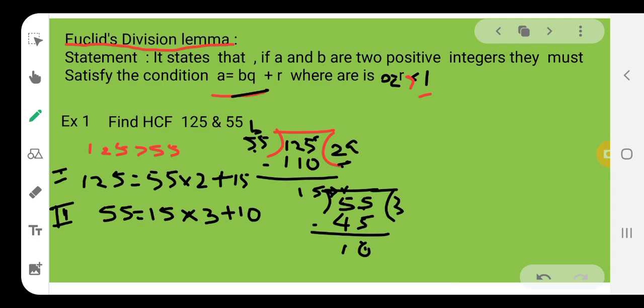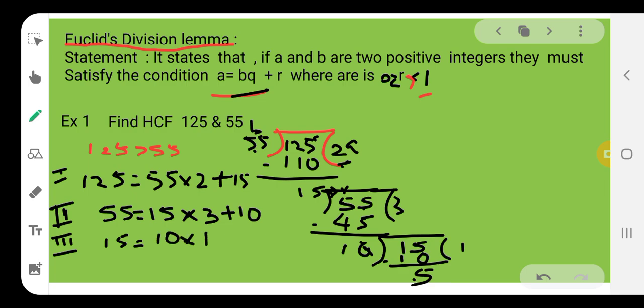Now 10 we will take, and now 15 will be the divisor or A. So we will subtract: 15 minus 10 is 5. Okay. So what will we get in the third step, what do we have to write here? 15 is equal to 10 into 1 plus 5. Okay. We will get again 15. Now we will continue here.